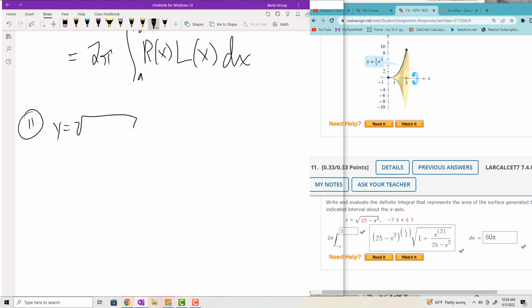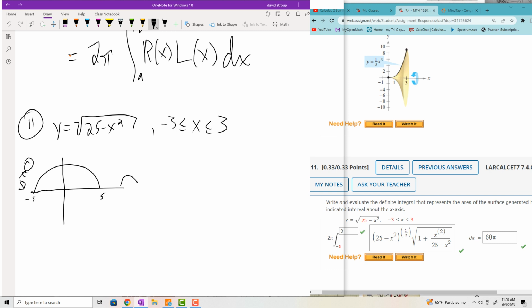Okay, so first start with number 11, and write and evaluate the definite integral for the surface area, x-axis rotation. So y is the square root of 25 minus x squared, and we want to go from -3 to 3. That y equals square root 25 minus x squared is the upper hemisphere of a circle with radius 5. It's negative 5 to 5, and they want us to go from negative 3 to 3, rotating about the x-axis. So the region we're actually rotating is from negative 3 to 3.